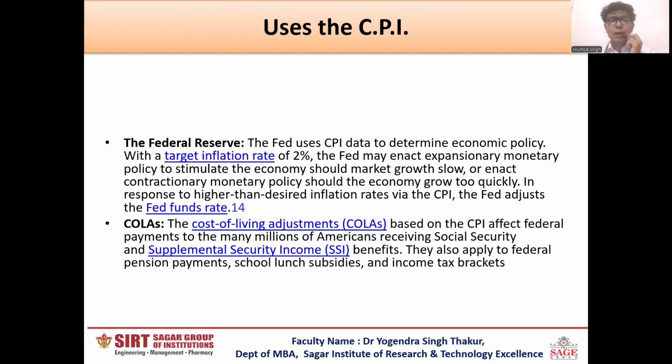Next one, COLAs, the cost of living adjustments. COLAs, based on the CPI, affect federal payments to the many millions of Americans receiving Social Security and the Supplemental Security Income, SSI, benefits. They also supply the federal pension payments, school lunch subsidies, and the income tax brackets.